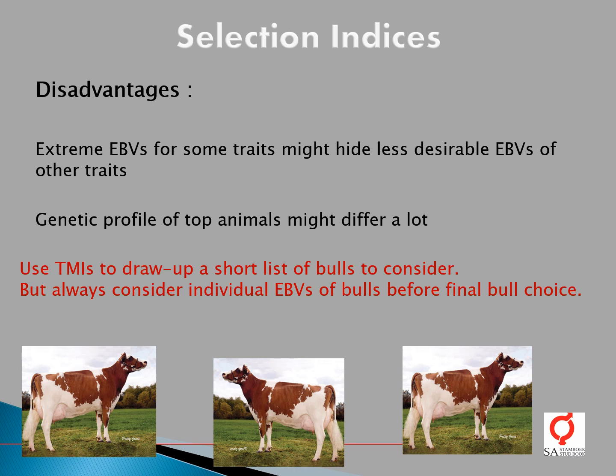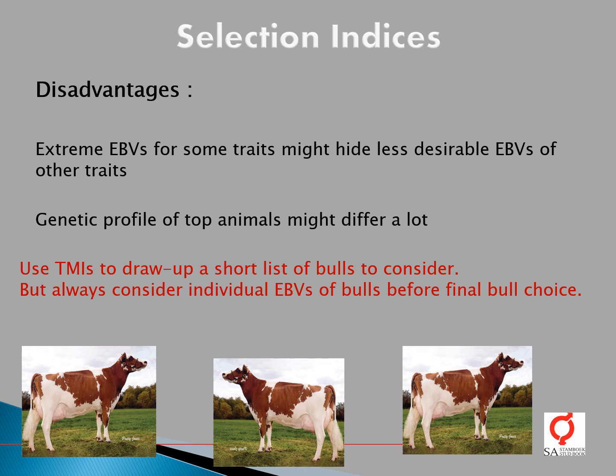Furthermore, the genetic profile of the animals in the top might differ quite a lot. Some bulls might be in the top because they have very high production figures but are not so good in some of the other traits, while other bulls might be the other way around, which is actually not a bad thing, because that's a way to maintain genetic diversity within the breed and within the herd by using bulls which have different genetic profiles.